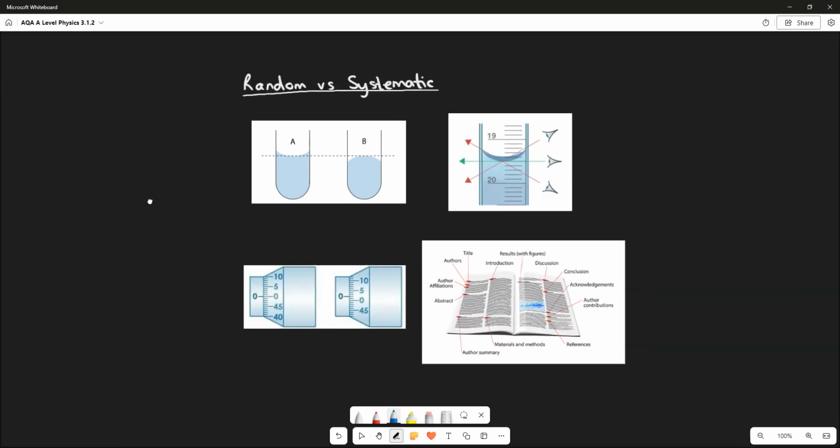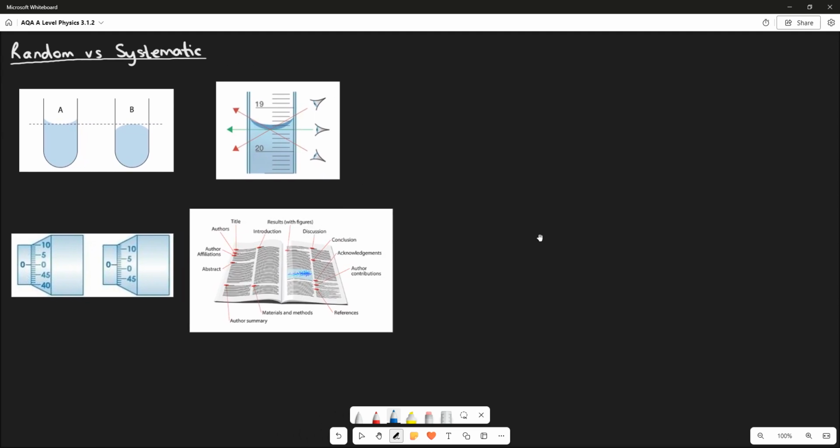All right, let's have a look at the types of errors that can cause this. So we've got two types of problem. We've got random errors, we've got systematic errors, and they can lead to different things. So random errors tend to reduce our precision, and systematic errors reduce our accuracy.